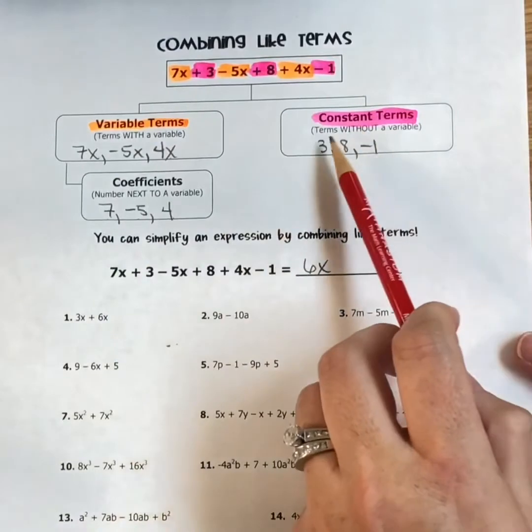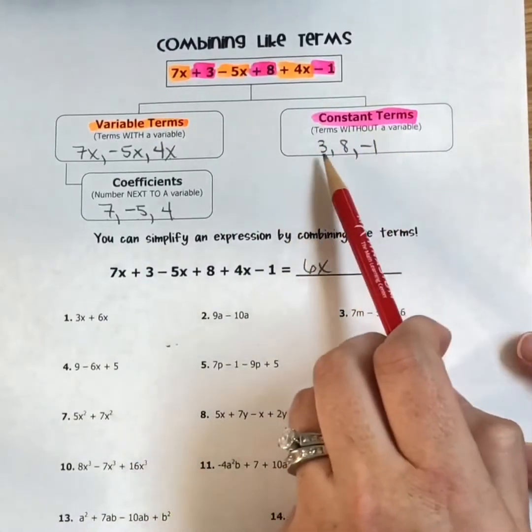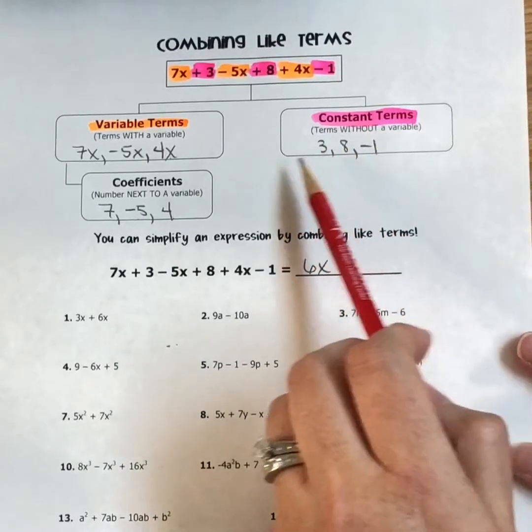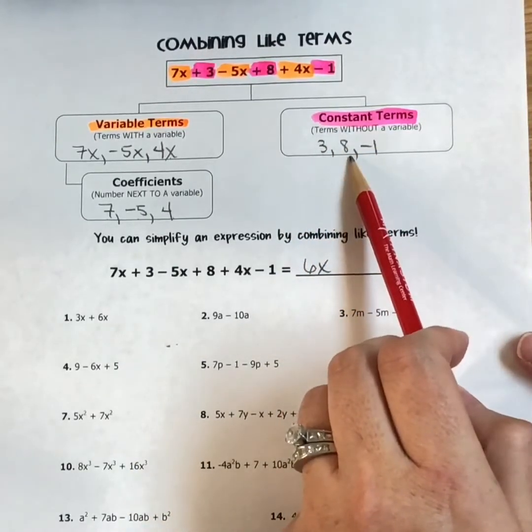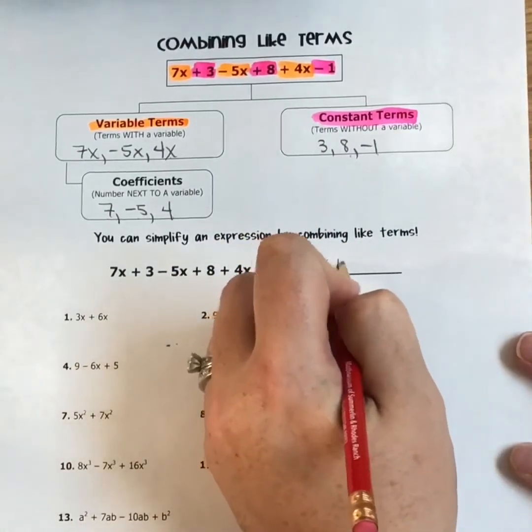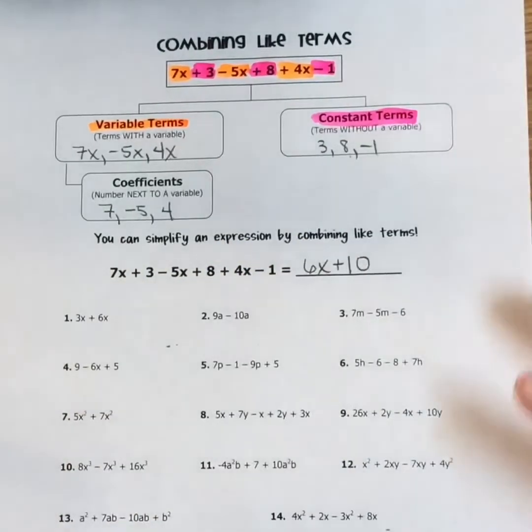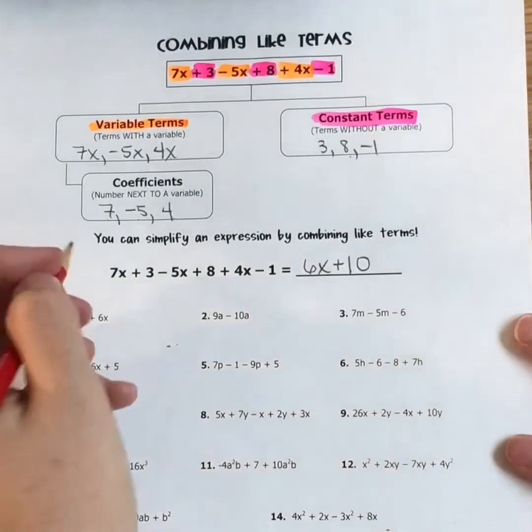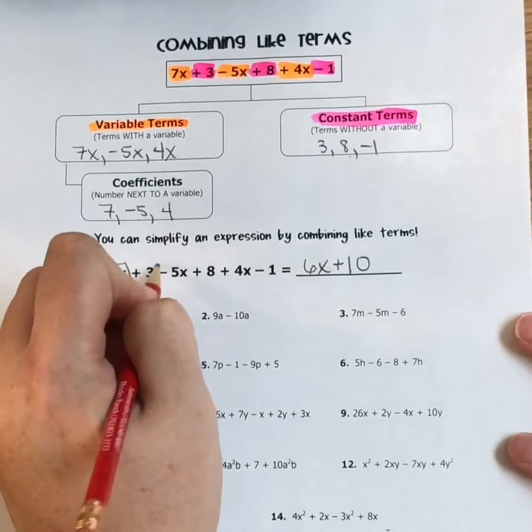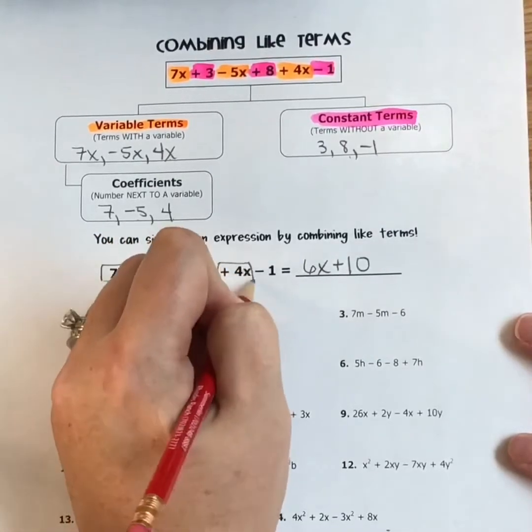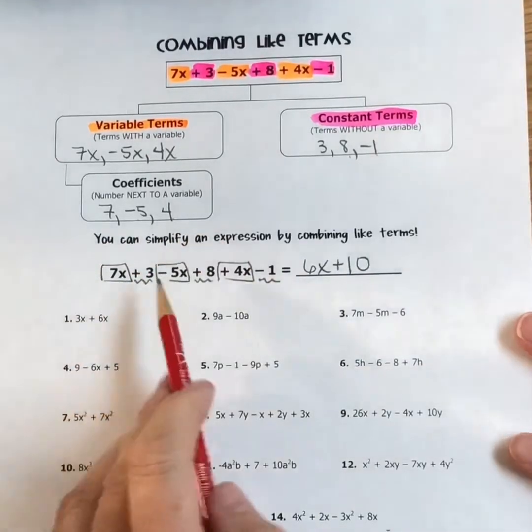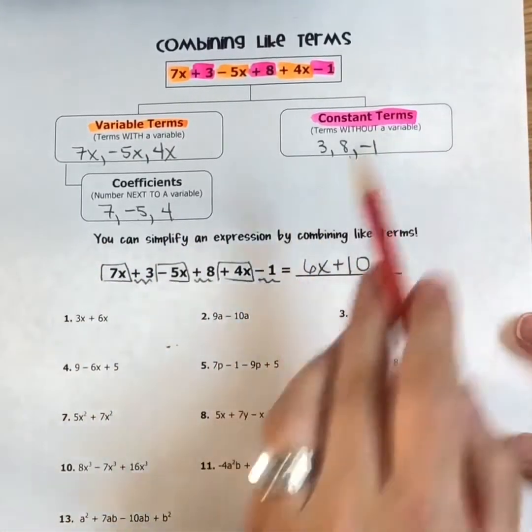And then if I combine or add all the constant terms, so 3 plus 8 plus negative 1, or 3 plus 8 is 11 plus negative 1 is 10, but since it's a positive 10, I'm going to write it as plus 10. Another way you can think of it, I tend to tell students they can also box all the variable terms, and you can underline or squiggly line, it doesn't matter, all the constant terms.